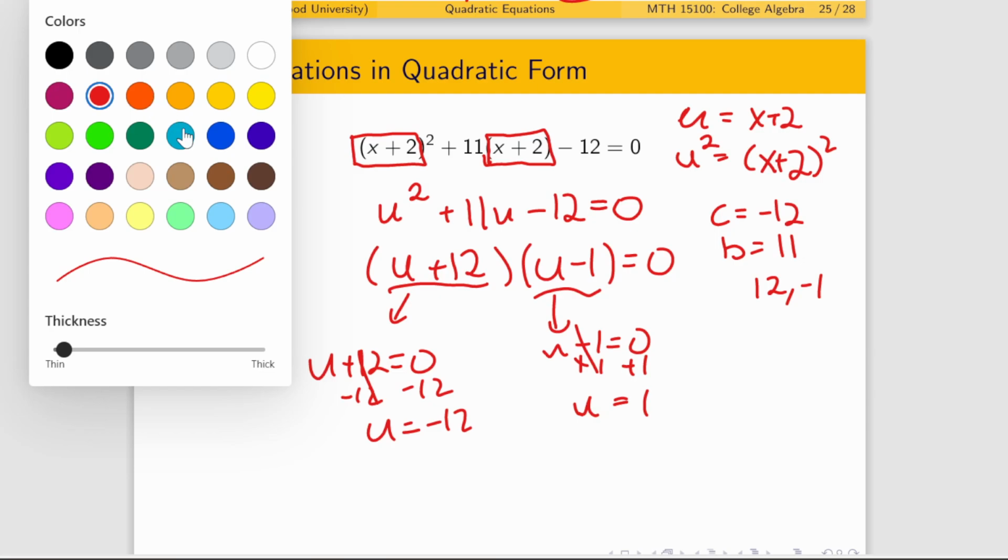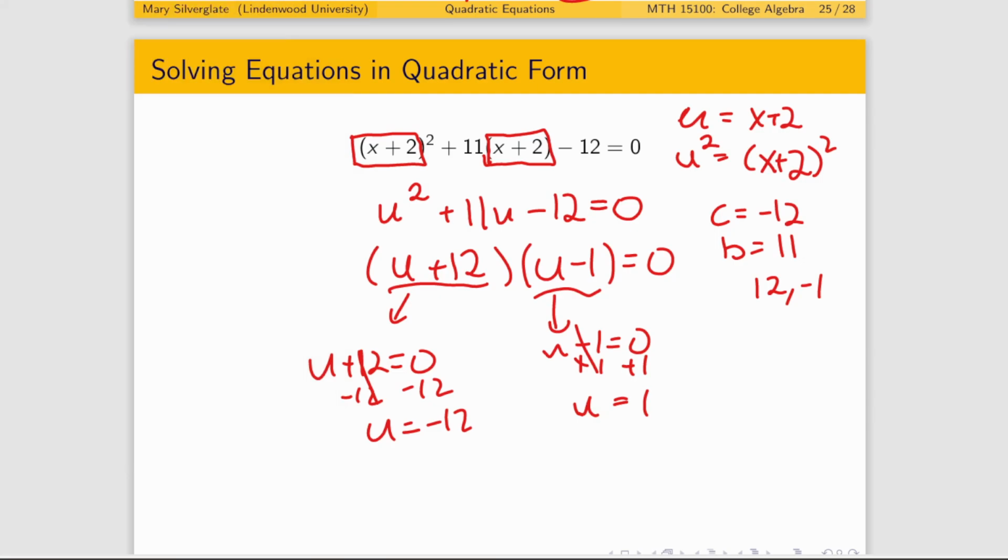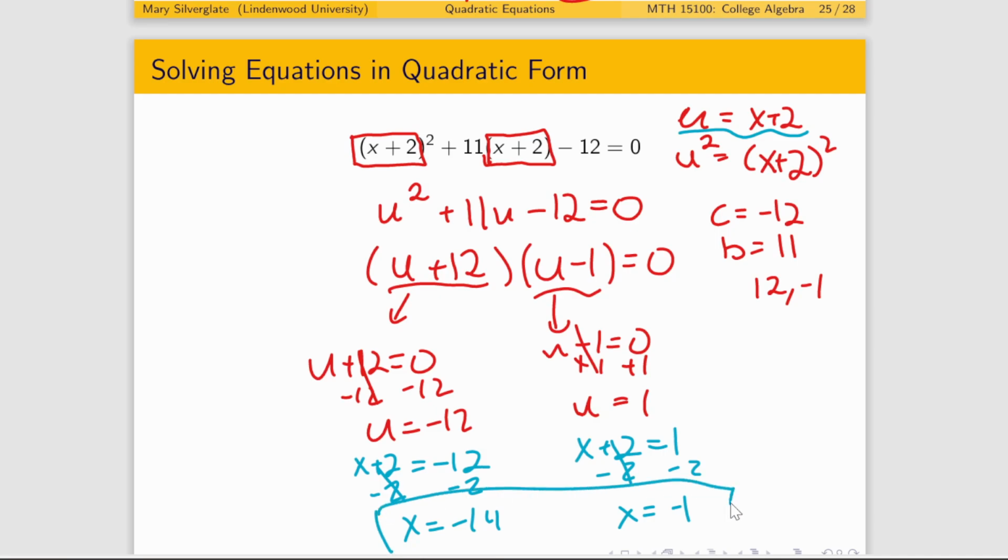But then I want to remember that I want things in terms of x, not u. U is equal to x plus 2. So I replace u with what it was again. So x plus 2 is equal to negative 12. X plus 2 is equal to 1. And now both of these have one more step to get x by itself. I undo adding 2 by subtracting 2. So x is equal to negative 14, or x is equal to negative 1 as my final answers.